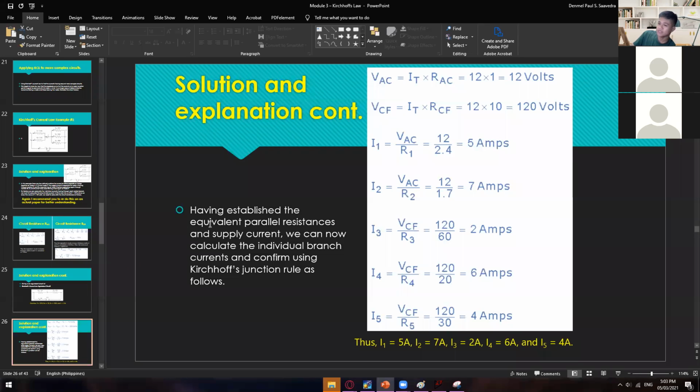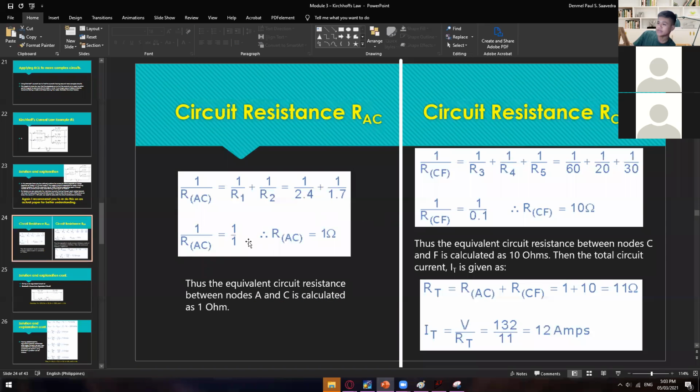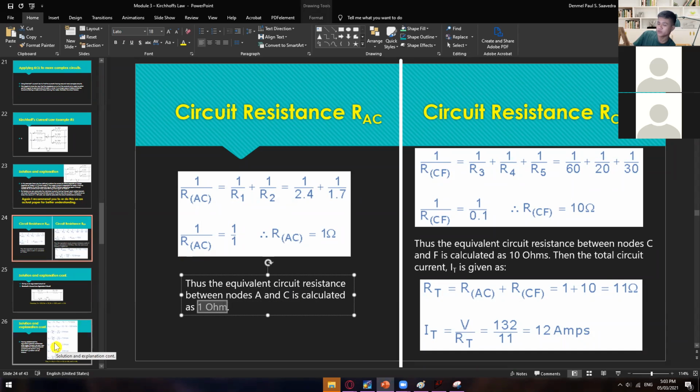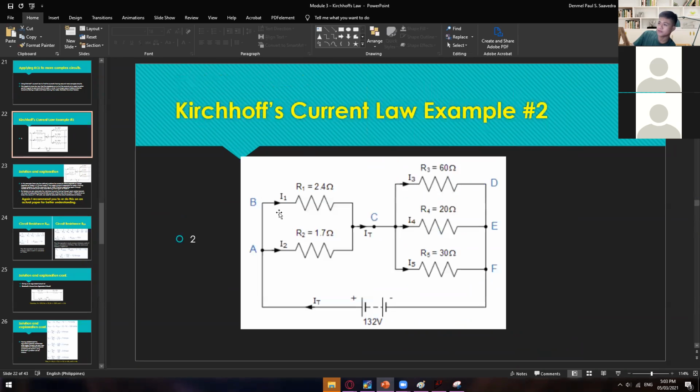So the IT is 12 amps, and at this point, the RAC, we have 1 ohm. So 12 amps times 1 ohm will give you 12 volts. So from there, we have a voltage across each of those two, R1 and R2, which is 12 volts.